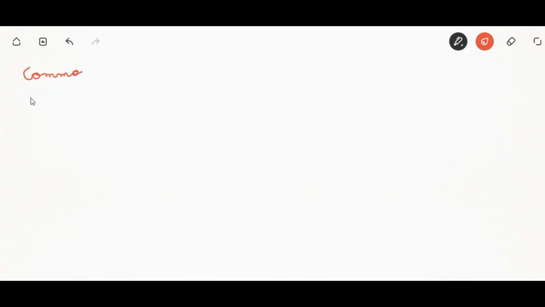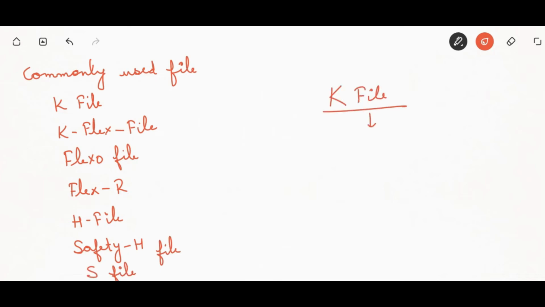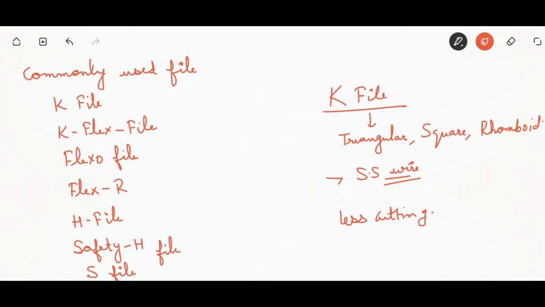What are the commonly used files? The files commonly used are the K files, K flex files, Flexo file, Flexr file, H file, safety H file, S file. So let us discuss them one by one. The first is the K file. It is triangular, square or rhomboidal in shape. It is manufactured from stainless steel wire that is ground into the desired shape. So it has a triangular cross section.